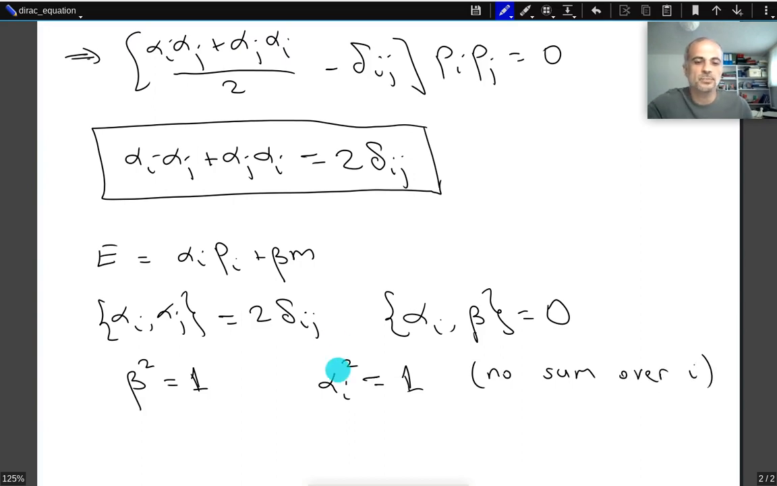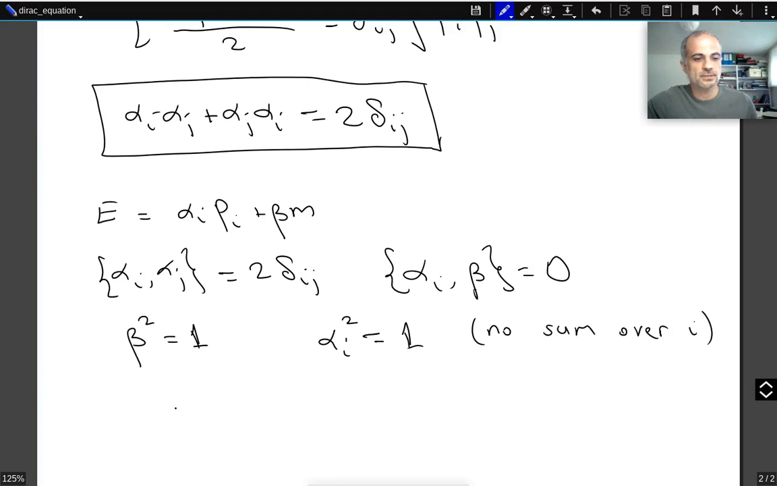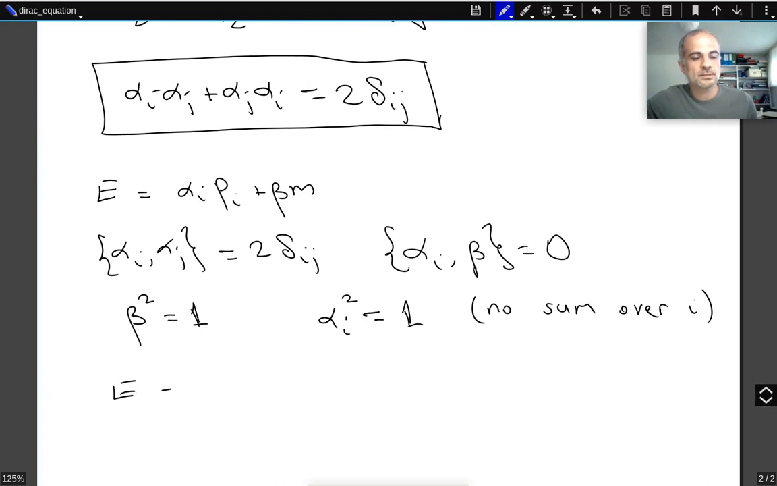Since i is repeated, unless I specify that there shouldn't be any sum, this would mean alpha_i squared summed over i, and that is definitely not 1. So this is basically our first order equation consistent with the relativistic energy-momentum relation. Well, the Dirac equation is usually not written in this form. So E φ = (α_i p_i + β m) φ.